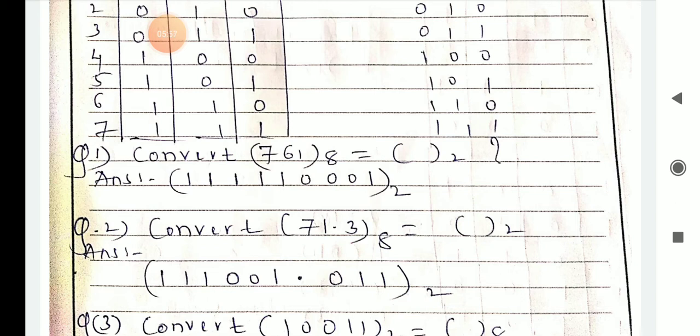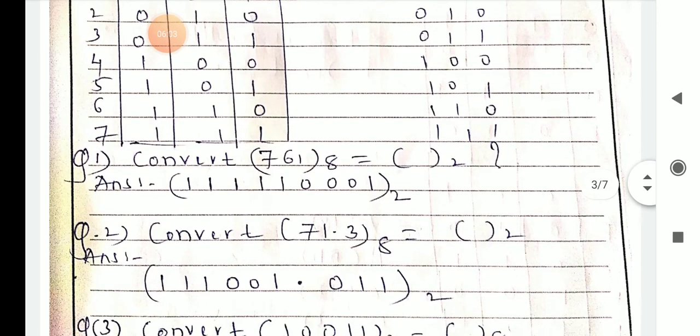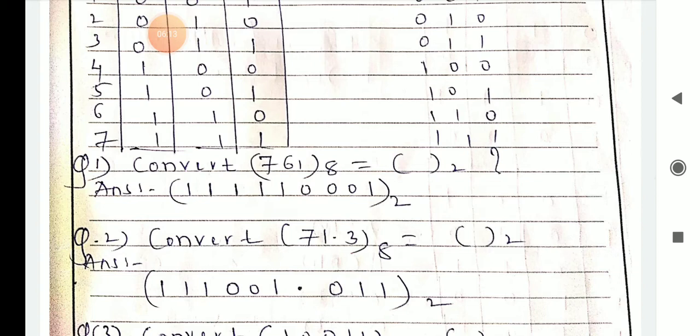What is the binary of that? This is 71.3. Same, you can refer to the table about table 7. So 7 you can write as 111. Then you have 1, so 1 is 001. Then the dot as it is, we can keep it.